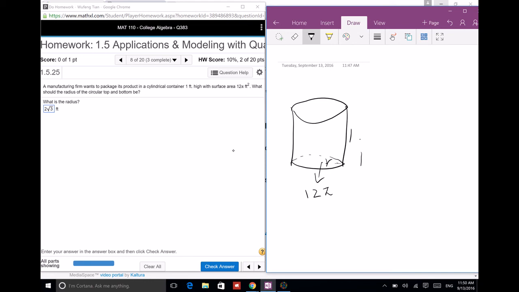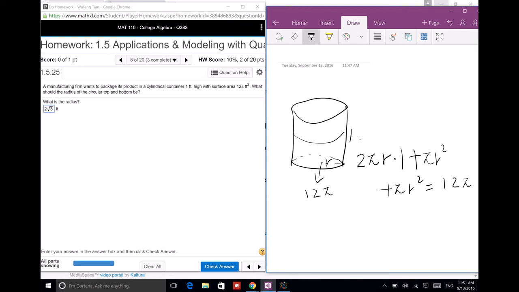I thought the base area is 2 pi r, which is the outside. Okay, it's this side, the round shape. The side area is 2 pi r times the height, and the height is 1. Well, the base area is pi r squared, and the top area is also another pi r squared, and the total equals 12 pi.